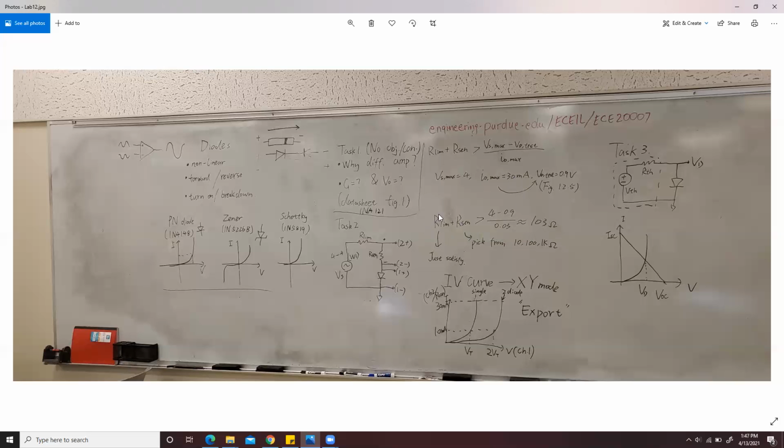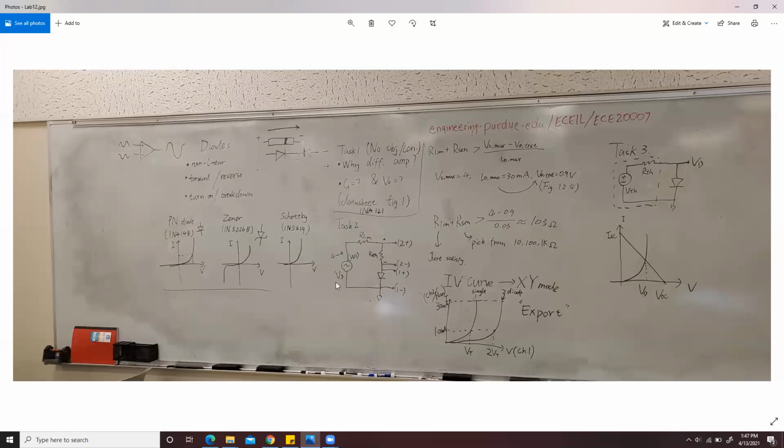But if you use maybe 1k ohm, it may limit the ID max to maybe 5 milliamp or something like that. So you don't want your IV curve to have that small current. You want your current to go up to about 30 milliamp. So you just choose the R limit and the R sense that just satisfy this equation. After you choose the values for R limit and R sense, you can start to build the circuit.